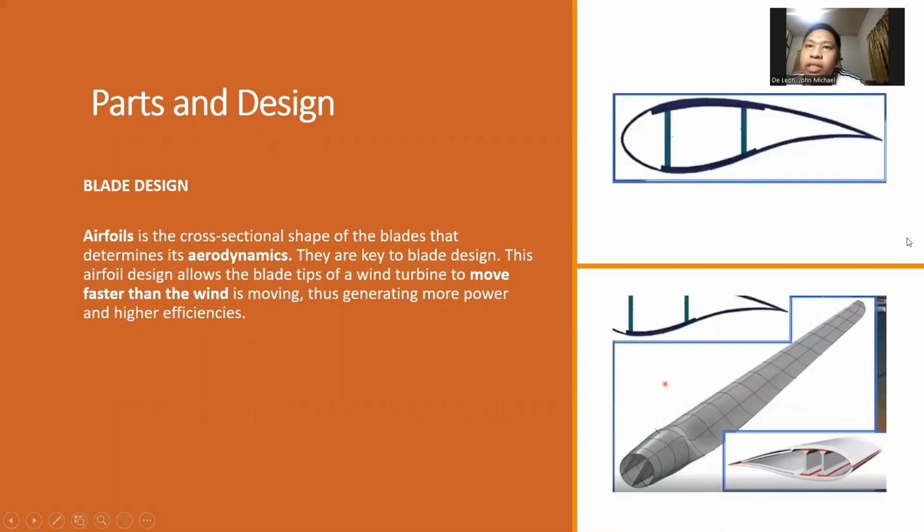Parts and design. Blade design. So, kailangan may design din. Airfoil is the cross-sectional shape of the blade that determines its aerodynamics. They are key to the blade design. This airfoil design allows the blade tips to move faster than the wind is moving, thus generating more power and higher efficiency.